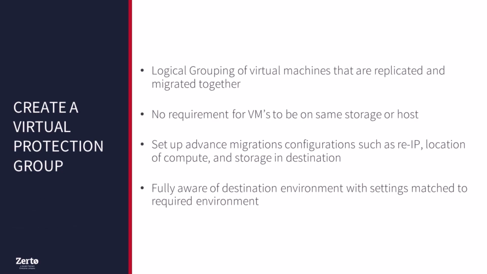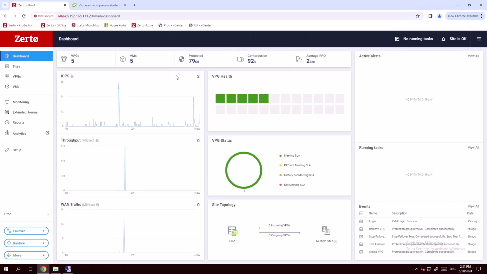Virtual protection groups are logical groupings of virtual machines that are replicated and migrated together. There's no requirement for VMs to be on the same storage or host. You can set up advanced migration configurations with settings matched to the required environment.